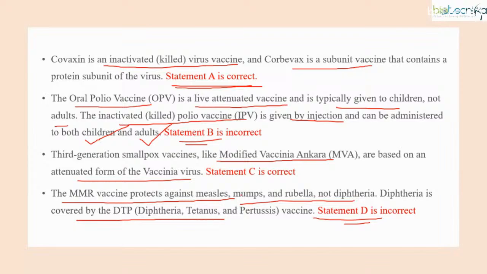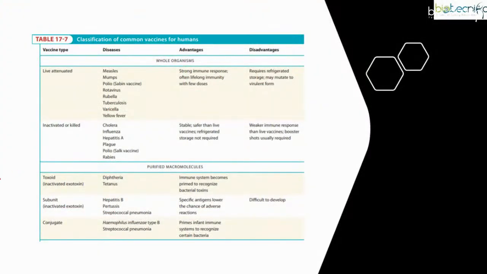Okay. Now, just giving you some glimpses of different types of vaccine. You can classify the vaccines based upon whole organisms and purified macromolecules. Live attenuated vaccines, these are for diseases which can be cured. The advantage is that they generate a stronger immune response, often lifelong immunity with few doses. The disadvantage is that they require refrigeration, storage, and can also mutate to virulent forms.